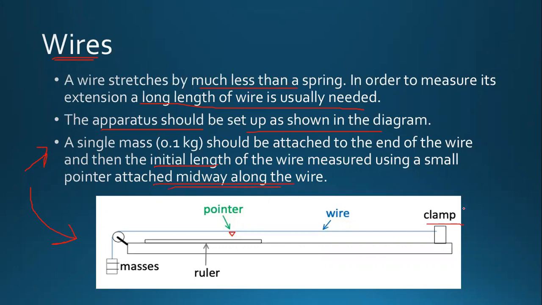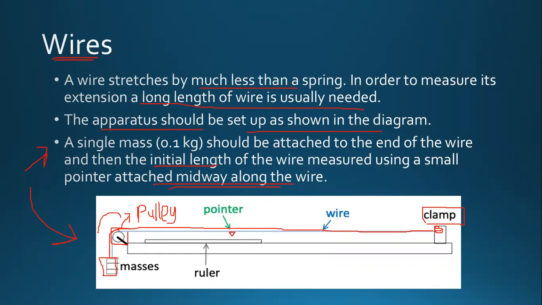तो ये आपका clamp है. Here is the wire attached, और इस wire को हमने stretch किया है till here, और फिर हमने एक pulley के जरिए, this is also known as a pulley. इसको हम क्या कहते हैं? We call it a pulley. इस pulley के जरिए यहाँ पे हमने mass लटका दिए हैं.